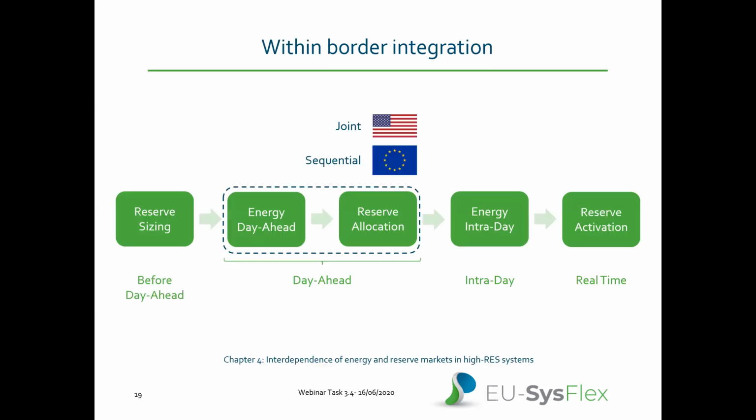On the next slide, we see the first opportunity for integration, which is within border integration. Now, a brief sketch here, outline of the process of the markets moving from the before day-ahead stages to the real-time stage. And the focus here really was on this day-ahead scheduling of first the energy day-ahead market clearing and then the reserve allocation. Now, in Europe, this is a sequential process, whereas in the United States, this is already a joint process. The main thing to recognize here, and this is what chapter 4 studied, is that you don't need centrally cleared markets to actually make this a simultaneous market clearing and take advantage of the opportunities of co-optimizing both markets.